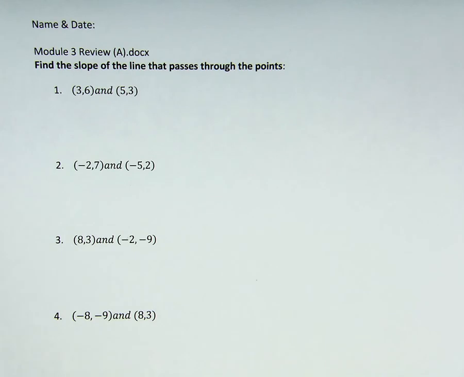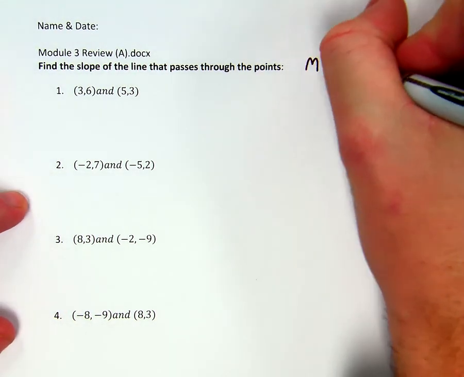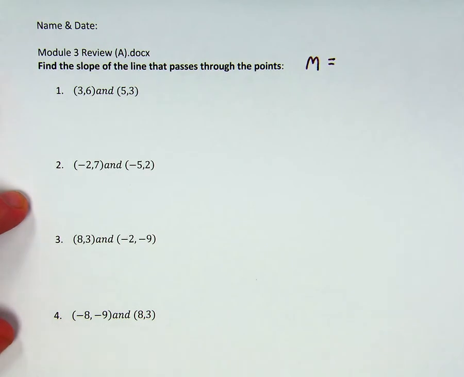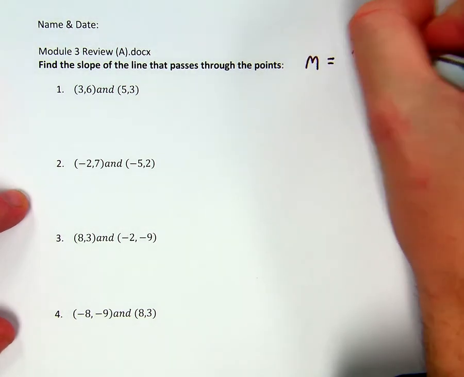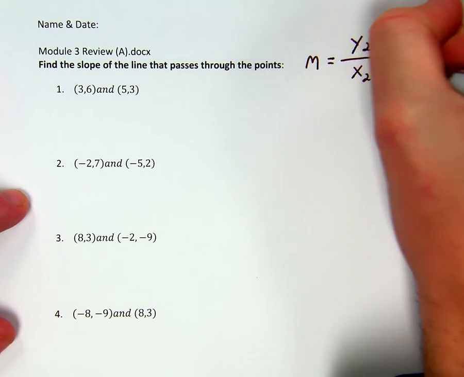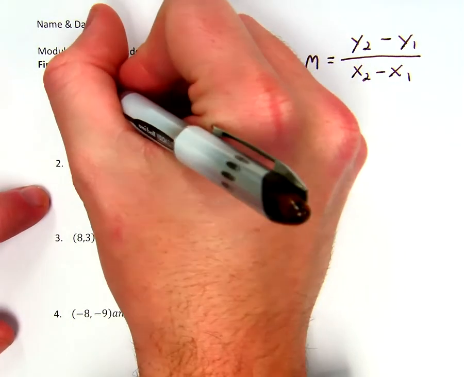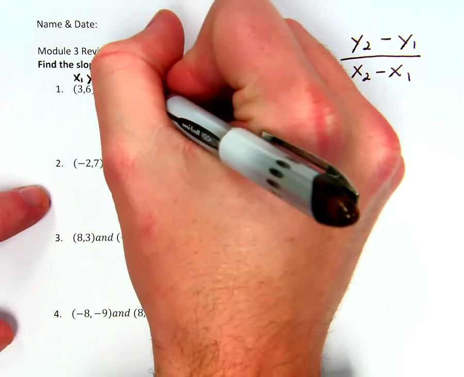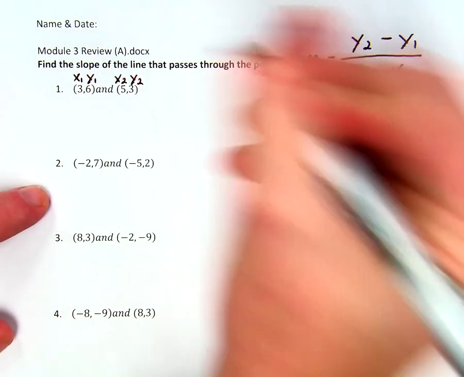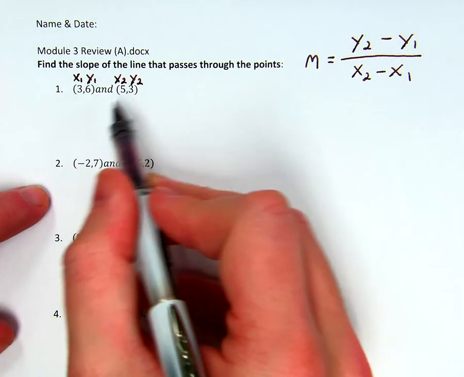The first 4 problems on your review are slope problems. You're asked to find the slope of the line that passes through the points, and then you're given 2 pairs of points. To figure these problems out, we use the slope formula, which is slope equals y2 minus y1 on top of x2 minus x1. Each coordinate pair has both an x and a y, so I like to write above them x1, y1, x2, y2. And then we're just going to fill in the parts of this fraction using these numbers.